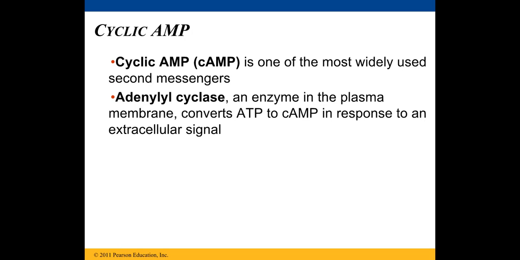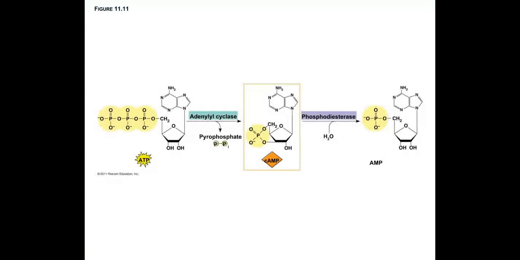So cyclic AMP is kind of a piece of some ATP molecules that are lying around the cell. There are lots of them. And adenylyl cyclase is an enzyme that is embedded in the plasma membrane that can convert ATP to cyclic AMP in a response to a cellular signal.